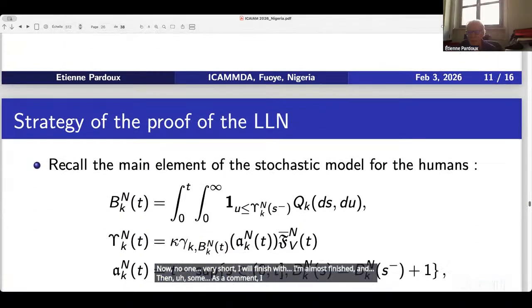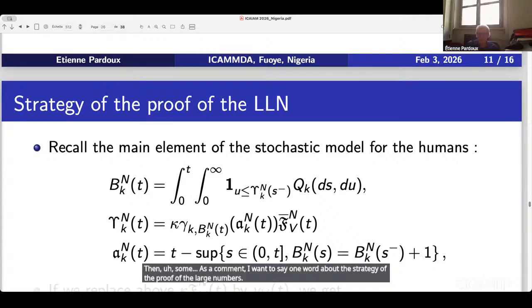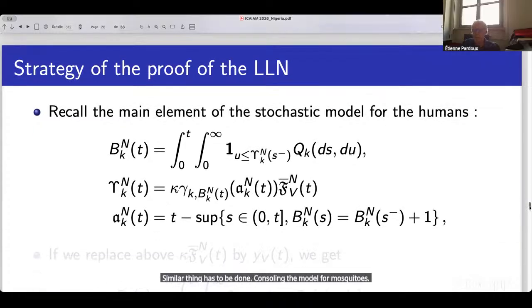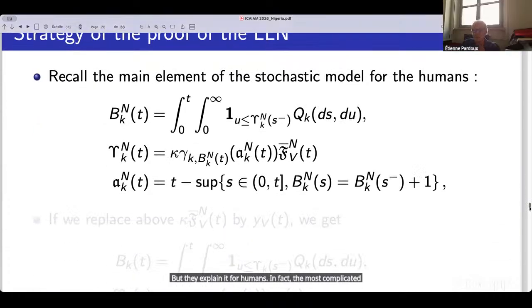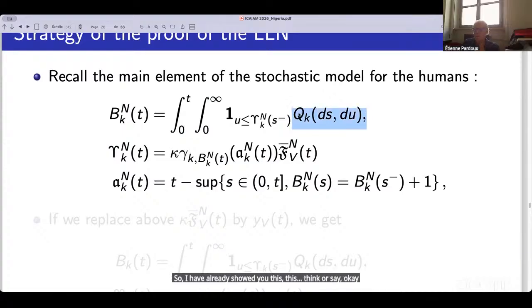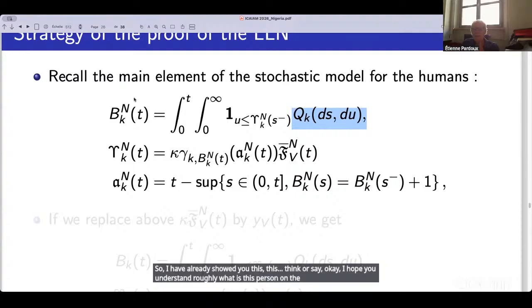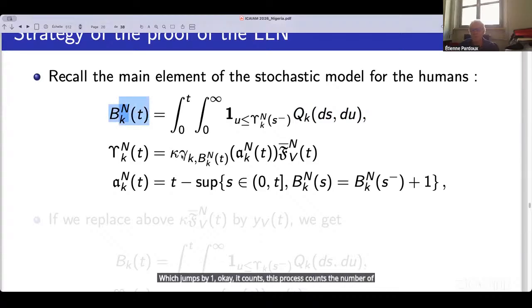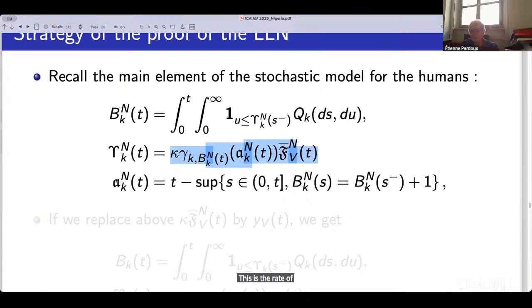I want to say one word about the strategy of the proof of the law of large numbers. So I will say a word about the model for the humans. A similar thing has to be done concerning the model for mosquitoes, but I explain it for humans. In fact, the most complicated is the one for humans. So I have already showed you this thing. I hope you understand roughly what this Poisson random measure is. Anyway, this is a process which jumps by one. This process counts the number of reinfections. This is the rate of new infection, and this is the age of infection, which plays an important role because it enters here. Now, suppose I cheat.